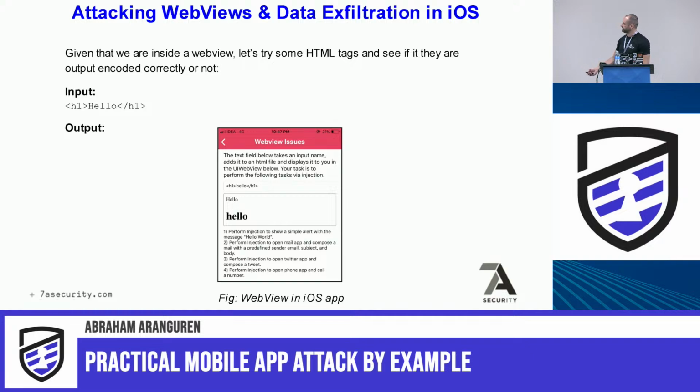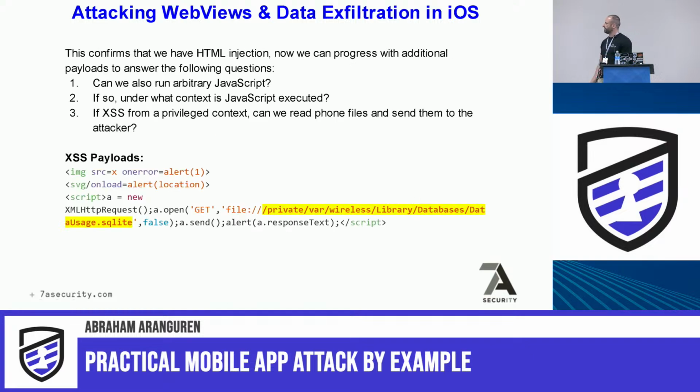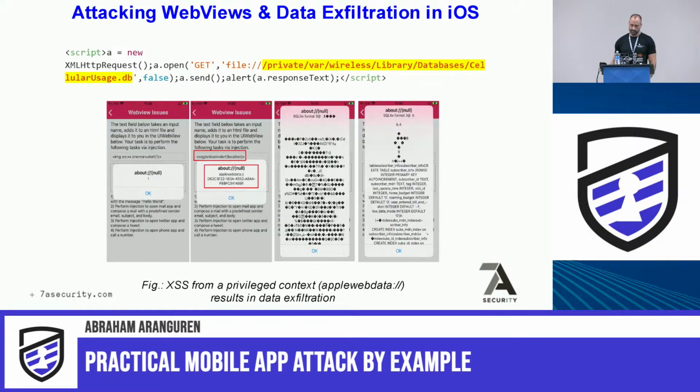So first you inject some HTML, you see a bigger hello, so you get excited that you at least have HTML injection, and then the same steps, right? So can I alert one, what is the location, and then you start reading files from the device and see if you can retrieve them, right? And if you can, then it's because it's vulnerable, right? So this is what the steps would look like.